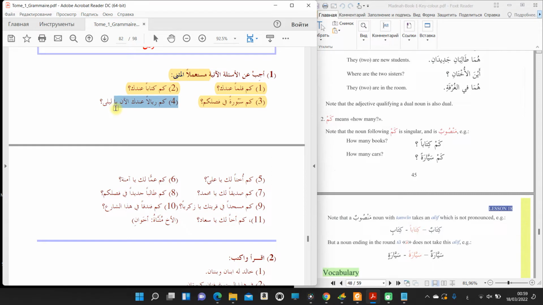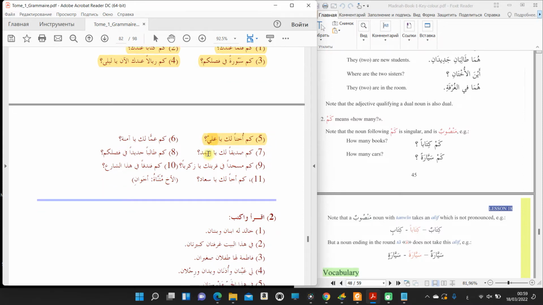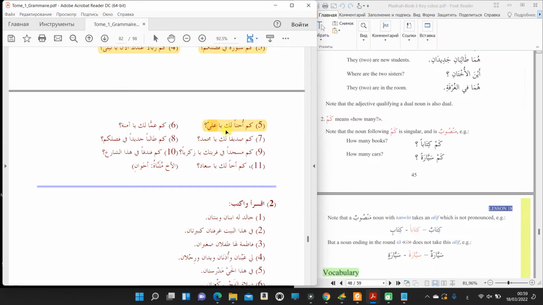كم ريالا عندك الآن يا ليلى. Oh no, not عندك, but عندك, because we are talking to a woman. كم ريالا, how many riyals, which is the official currency of Saudi Arabia. Do you have right now, Layla? And she needs to say عندي ريالان. كم أختا لك يا علي? How many sisters do you have, O Ali? You need to say عندي أختان.